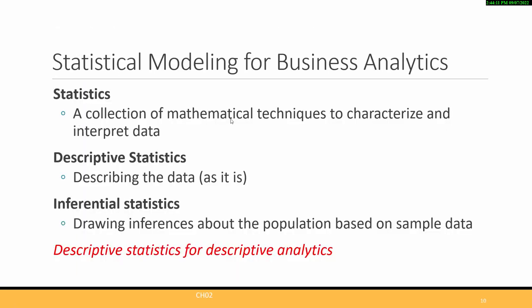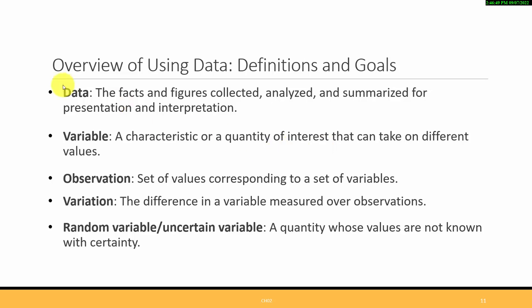Statistics is a collection of mathematical techniques to characterize and interpret data. Usually, statistical methods and underlying techniques are considered part of descriptive analytics. Statistics can be classified as descriptive statistics, which helps us describe the data as it is, and inferential statistics, which helps us draw inferences about the population based on sample data. I just introduced two new terms, population and sample, so I'm going to introduce some terms.